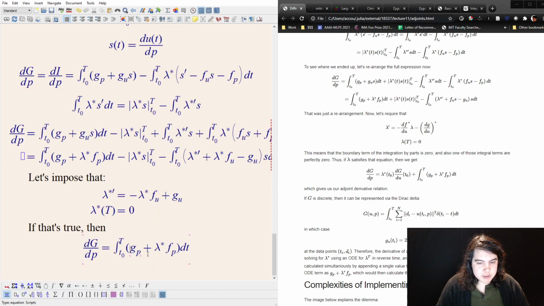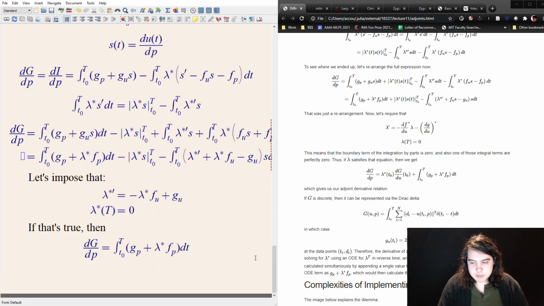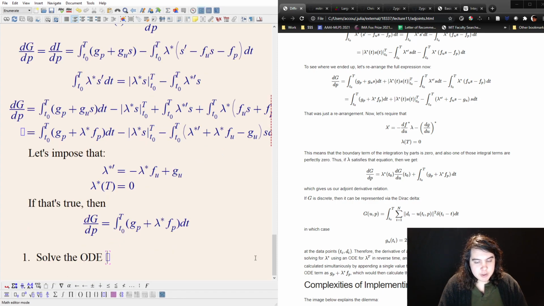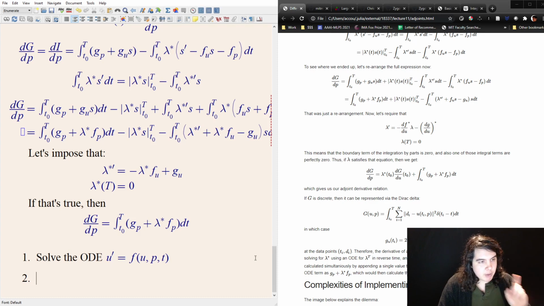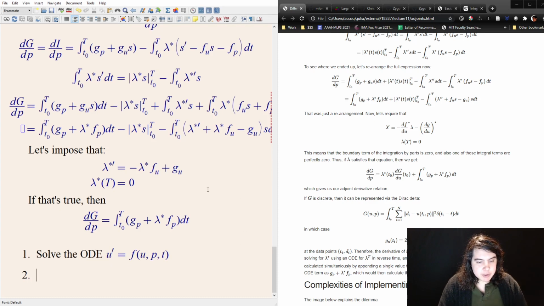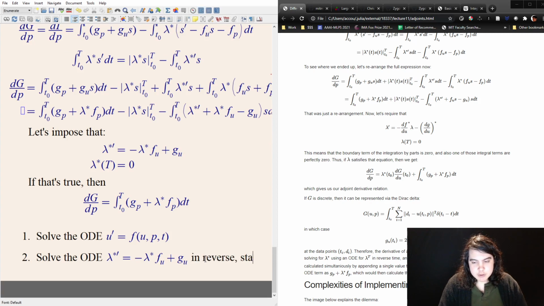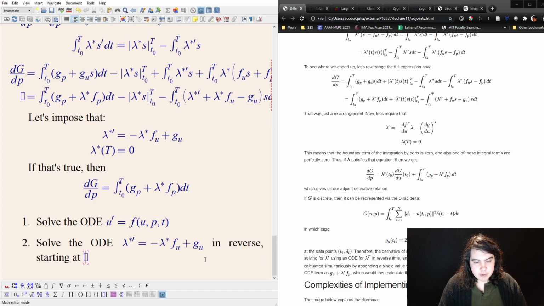Okay, so what we have to do then is we need to do a few steps. In the same way, we need to solve a forward problem, then we solve for lambda, and then we solve for the gradients. So in this case, step 1 is solve the ODE u prime equals f of u, p, t. After we solve the ODE, we solve the ODE for lambda in reverse, starting at t and ending at t sub 0.